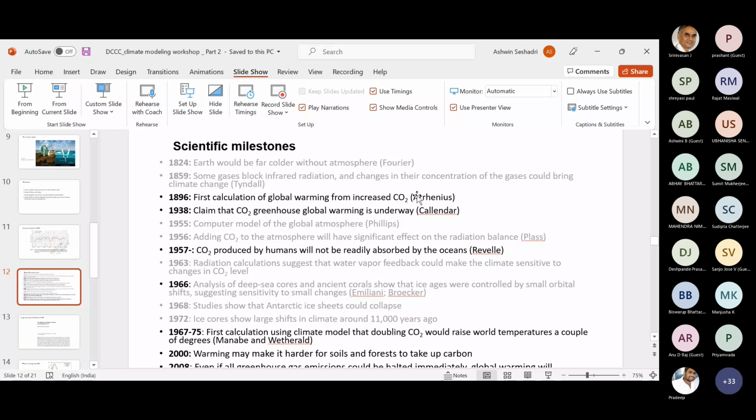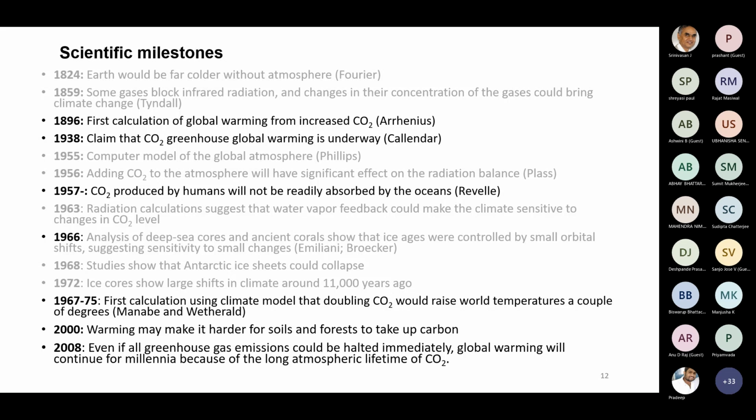Okay, so here are some milestones in the history of our topic. In the 1800s, not only was the greenhouse effect recognized, but also in the 1890s, Arrhenius made the first estimate of the CO2 greenhouse effect. A lot had to happen between then and the first calculations of Manabe that Professor Srinivasan described to you yesterday.